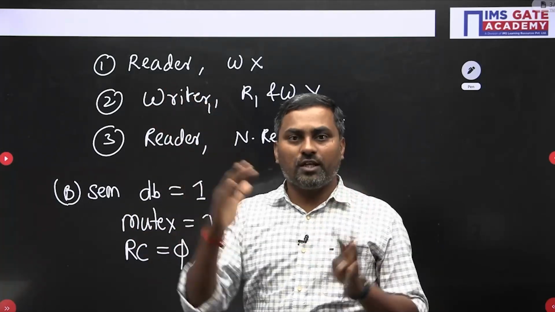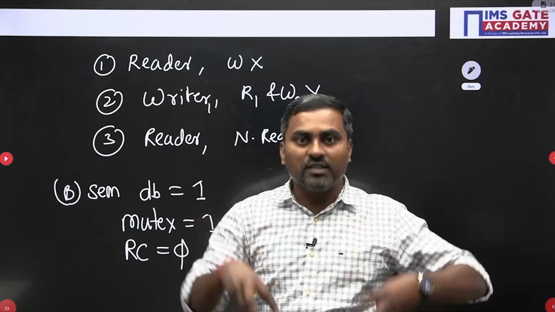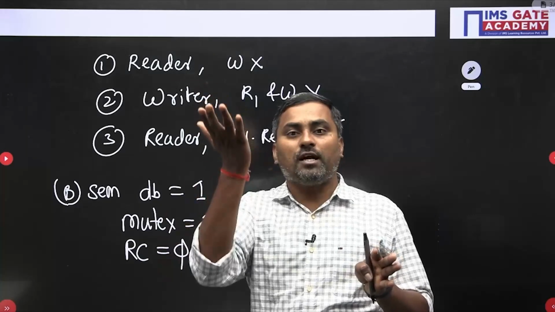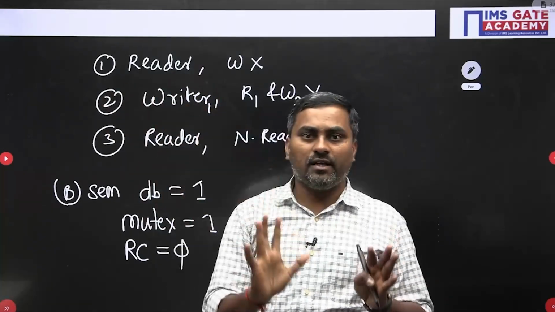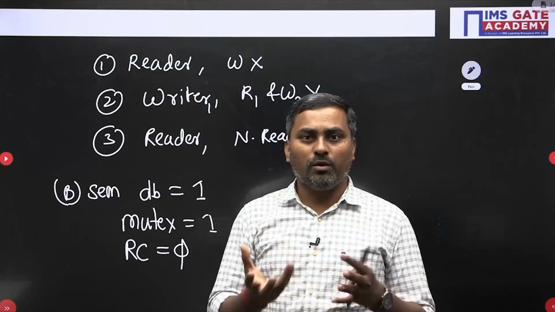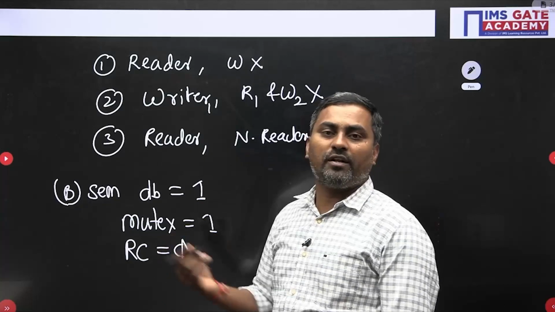The first reader is responsible for downing the database so that no writer comes while readers are reading, and the last reader is responsible for upping the database so that either a reader or a writer can come for updating or reading. This is the mechanism, and that is why I am using the RC count to maintain how many readers there are.